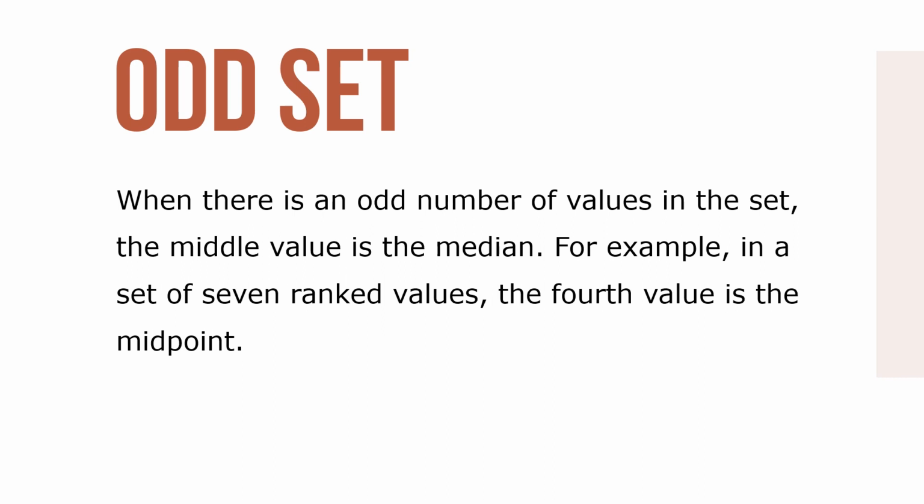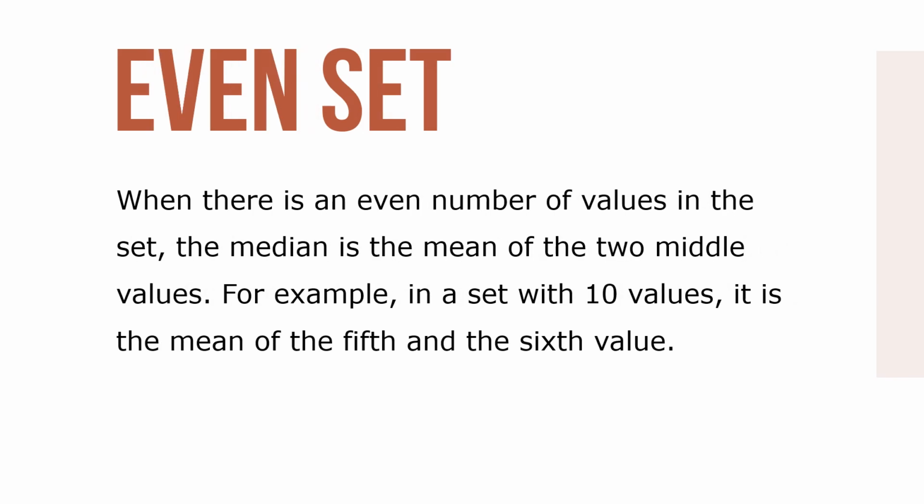When there's an odd number of values in the set, the middle number or value is the median. For example, in a set of 7 ranked values, the fourth value is the midpoint. When there's an even number of values in the set, the median is the mean of the 2 middle values. For example, in a set of 10 values, it's the mean of the 5th and 6th value.